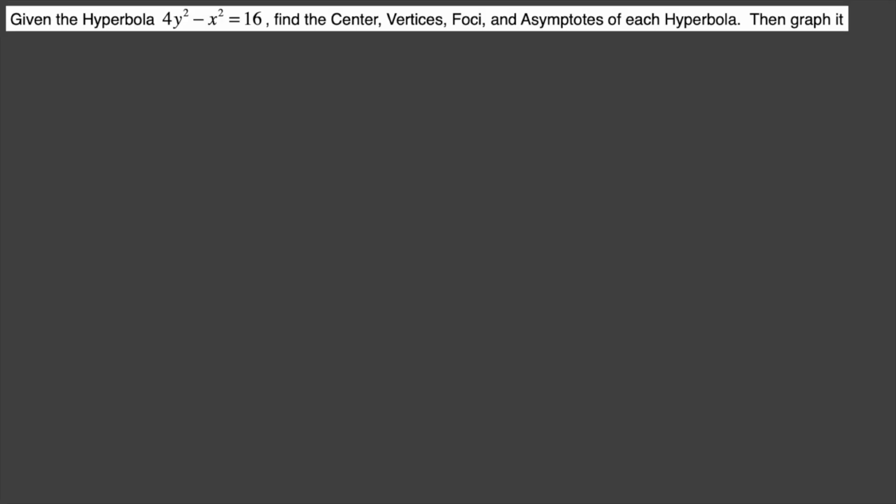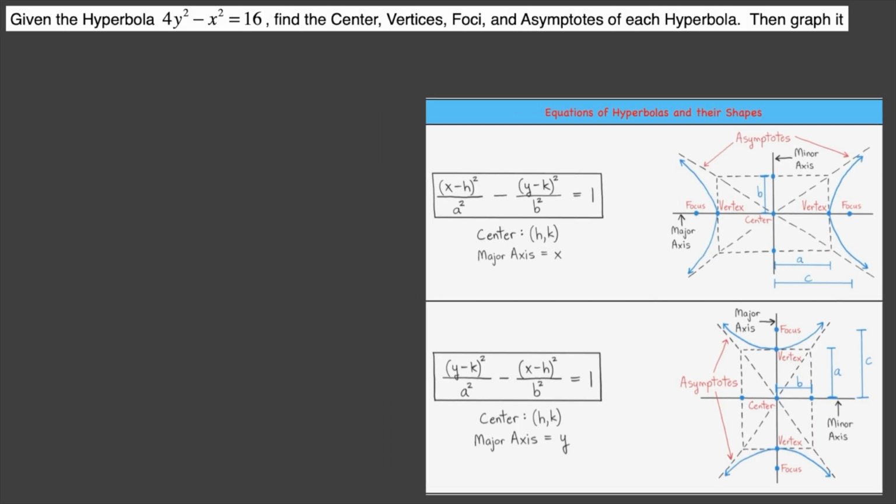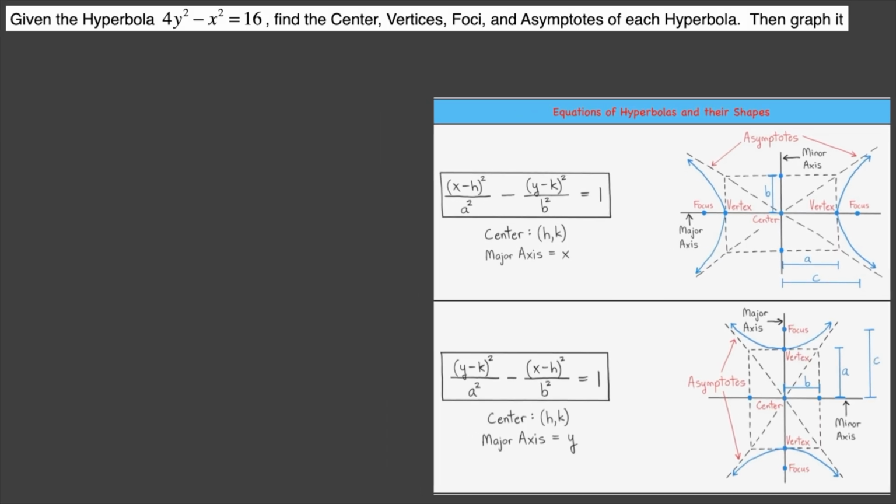This question says, given the hyperbola 4y squared minus x squared equals 16, find the center, vertices, foci, and asymptotes of each hyperbola. Then graph it. So there are two types of hyperbolas that we want to look at, and we will decide once we get this hyperbola into standard form, then we'll decide which one it is.